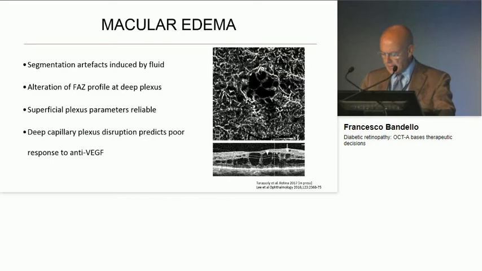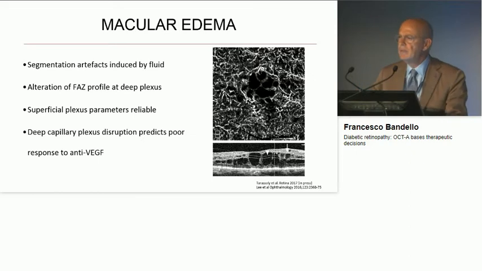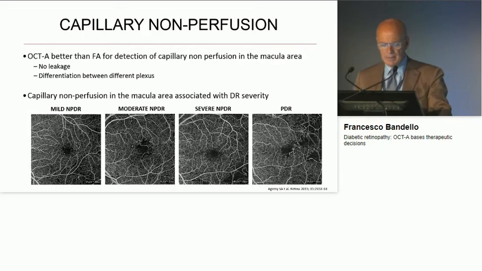You know that there was already some contribution in the literature, and the main aspects of these contributions are summarized here. The segmentation artifacts that you can have are induced by fluid when you have diabetic macular edema. You can have some alteration of the foveal vascular zone profile at the level of the deep capillary plexus. The superficial layer is much easier to quantify, and the deep capillary plexus disruption is a predictor for a poor response to anti-VEGF therapies.